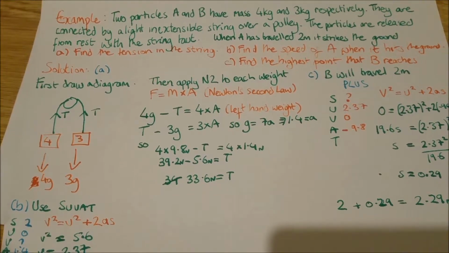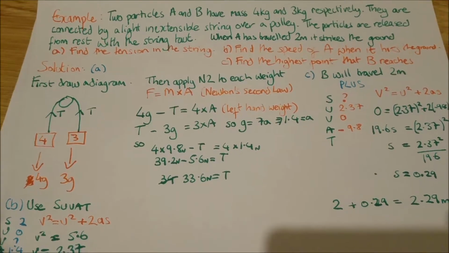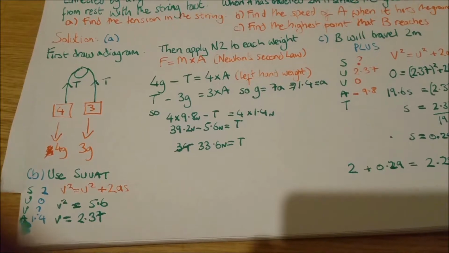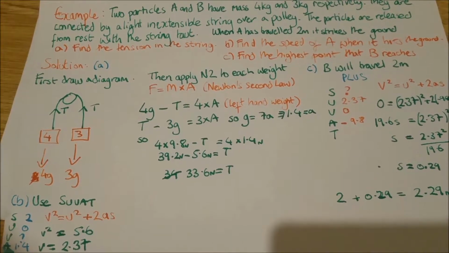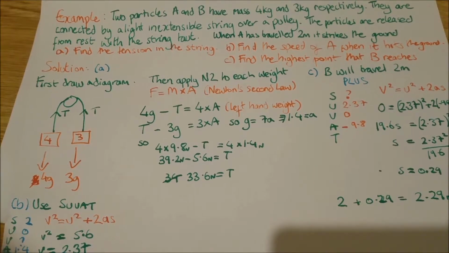Minus the tension, which is going in the opposite direction, and that equals mass times acceleration. Acceleration we don't know yet. Similarly, T minus 3g equals 3 times a. Now, a question I get a lot is why make it the other way around?